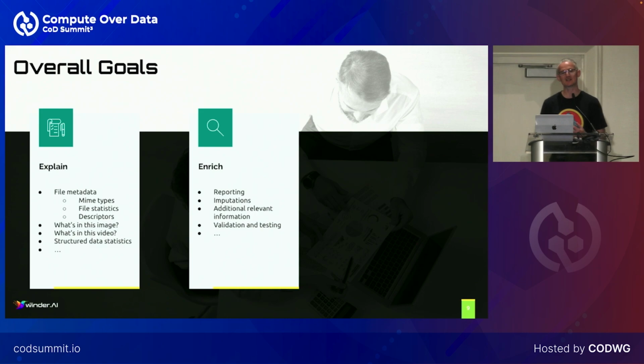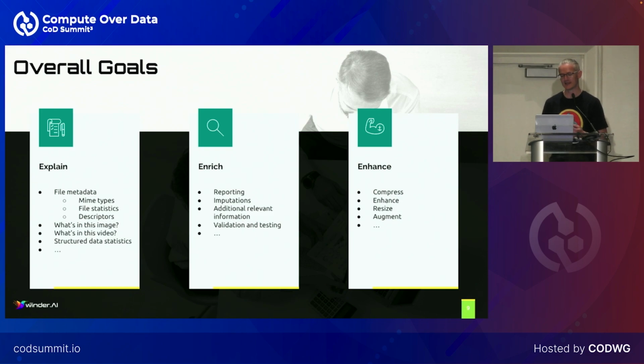We wanted to enrich the data as well. We didn't want to just stop at explaining the data. We wanted to add things to it to make it better. So we're talking about reporting on structured data sets, some generic validation and imputations if you've got missing fields. Adding additional relevant information, if you have a lat long in a file, add extra information to say that specific location is a city or a state and so on and so forth. And validation and testing as well.